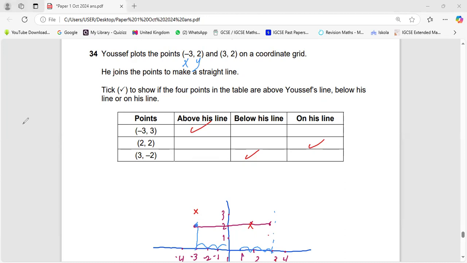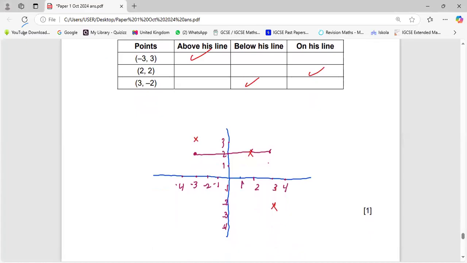And he asks you to complete this step. How to complete it? You can see now how to complete it. After you make it, he asks you about the points -3 and 3. Here is the point -3 and 3. Here it is above the line, and we check it: above the line. And the next one, 2 and 2, is on the line. And the last one, 3 and -2, is below the line.